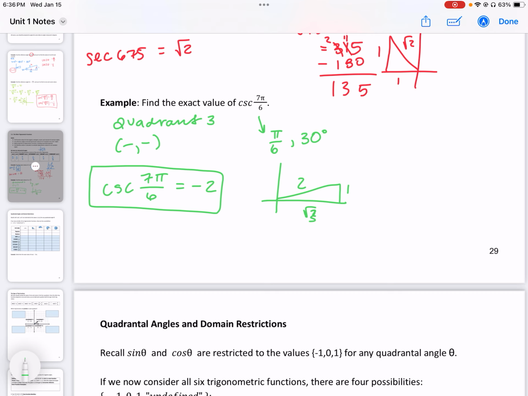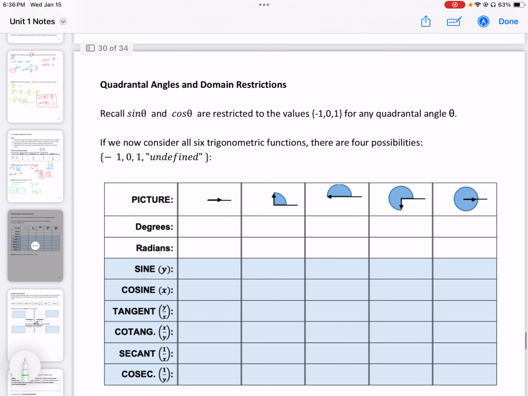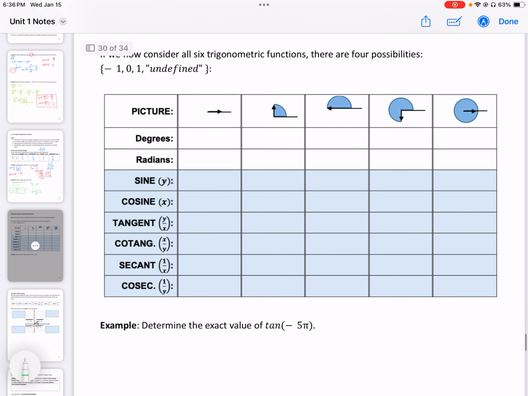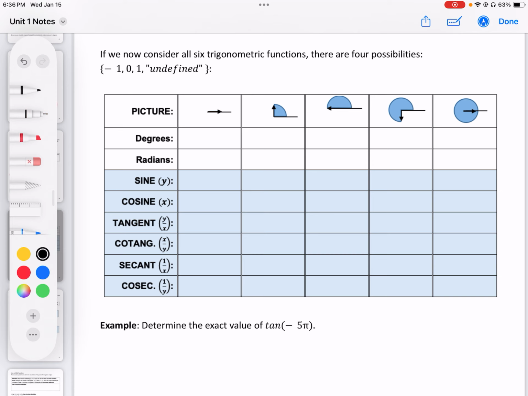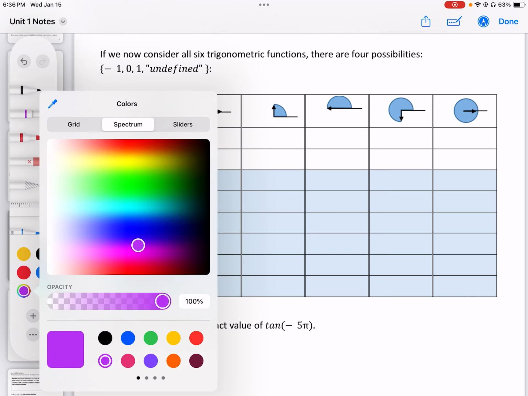Now let's move on to this next page where we talk about quadrantal angles as well as any domain restrictions we might have. Sine and cosine are restricted to -1, 0, and 1 for any quadrantal angle. And then if we think of the 6 trig functions, there are actually 4 possibilities, including undefined. Because if you have a denominator of 0, you would end up having an undefined. Okay. Jumping right in.